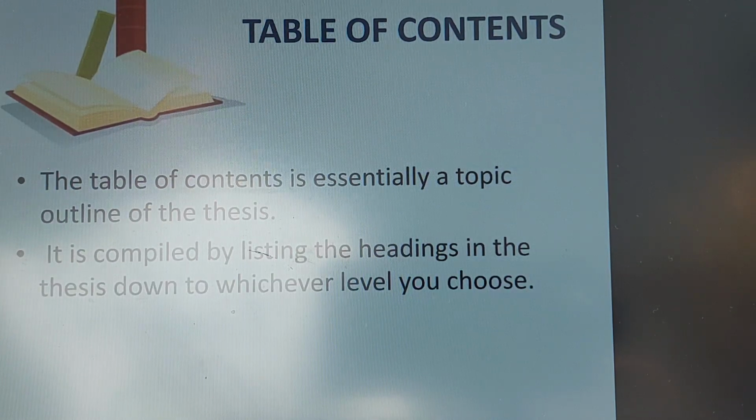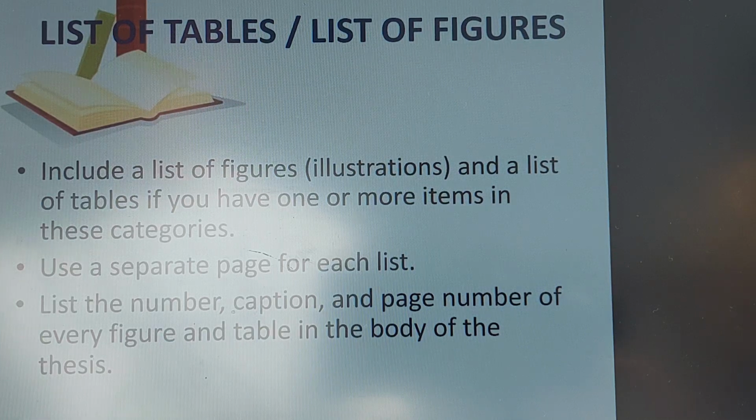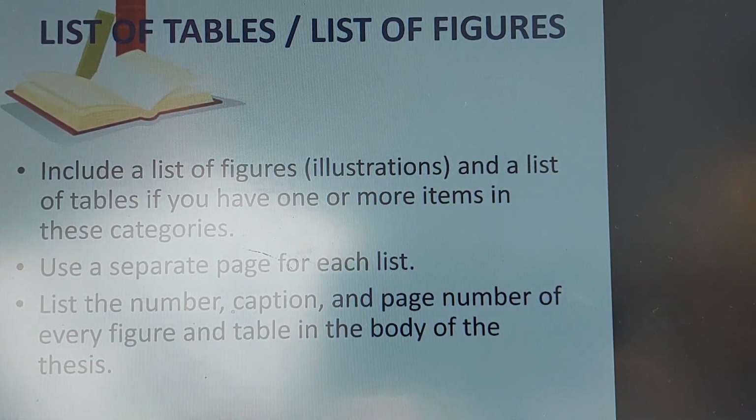Then, of course, the table of contents is essentially a topic list or the outline of the thesis. It is compiled by listing the headings in the thesis down to whichever level you choose. I think we are familiar with what is in the table of contents. Then, the list of tables. If you have tables, especially if you're using the quantitative method, there are many tables. So they are also written there. It includes the list of figures, the illustrations, including the theory or theoretical framework and the conceptual framework, because that's part of it.